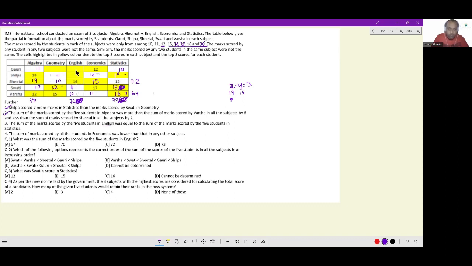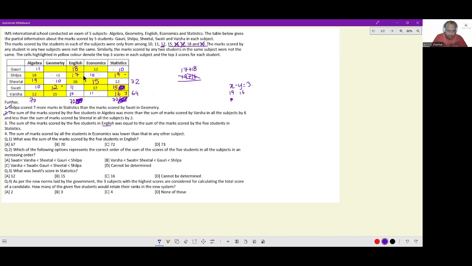We need 35 more. Now, in order to score 35 more, from the scores available, either we can have 17 plus 18 or 19 plus 16. But we can rule out 19 plus 16 straight away because 16 is already used in this column, so it is not possible. So 17 and 18 have to be distributed. 18 cannot come for Shilpa because she has already scored 18 in algebra. So it has to be 17 here and it has to be 18 here. This is also uniquely identified.